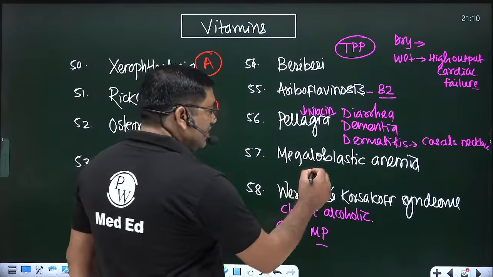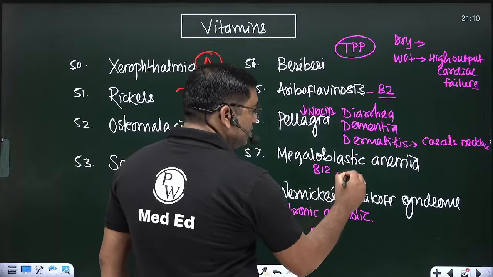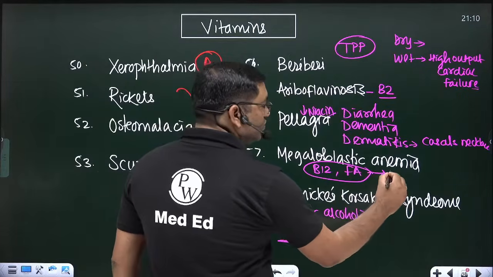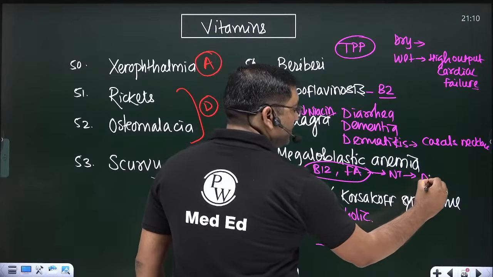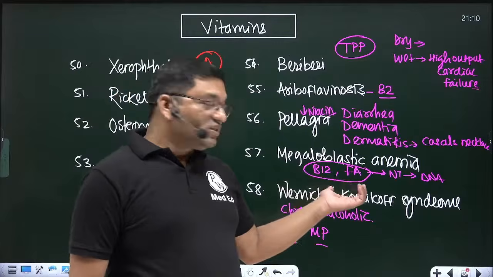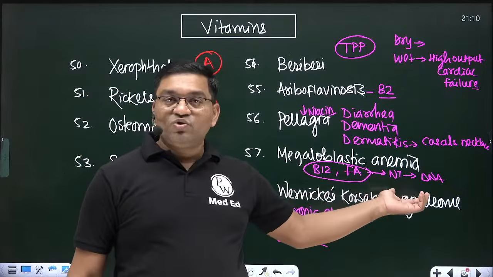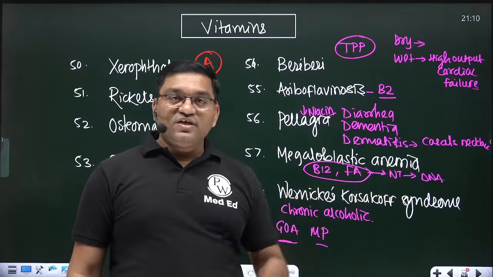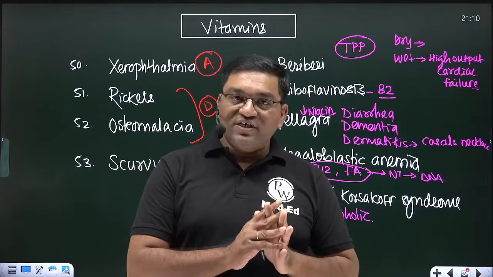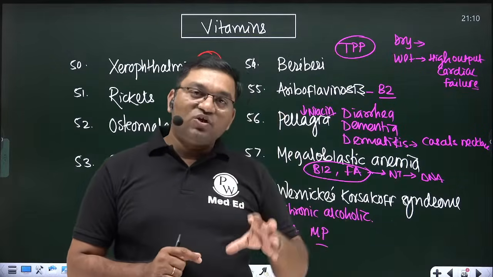Megaloblastic anemia can be due to B12 deficiency or folic acid deficiency. B12 and folic acid are required for nucleotide synthesis, for DNA and RNA synthesis. In the deficiency of B12 and folic acid, there is defective nucleotide synthesis and defective DNA, with a smaller size of the nucleus. The cell cycle is arrested in the S phase, and the cell grows continuously without cell division.